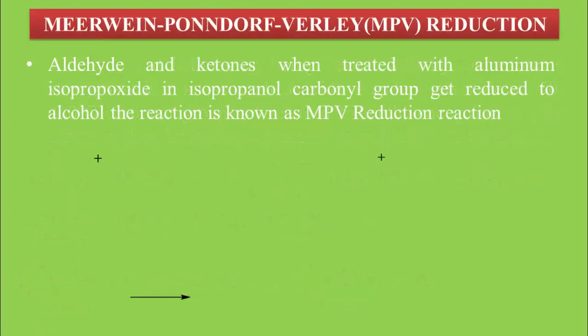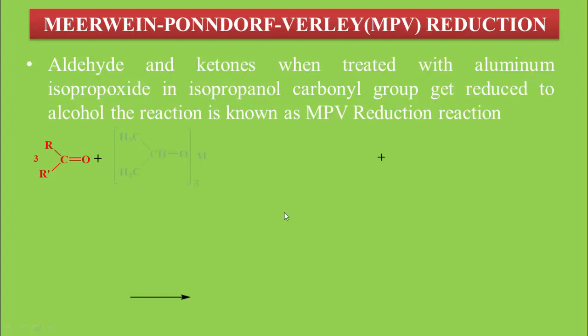Then we discuss the Meerwein-Ponndorf-Verley reduction reaction. This reaction is known as the MPV reduction reaction. This reduction was discovered by three scientists, Meerwein, Ponndorf and Verley. Therefore, this reduction is known as the Meerwein-Ponndorf-Verley reduction, or the MPV reduction. When aldehydes and ketones are treated with aluminium isopropoxide in isopropanol, the carbonyl group gets reduced to alcohol. This reaction is known as the MPV reduction reaction.